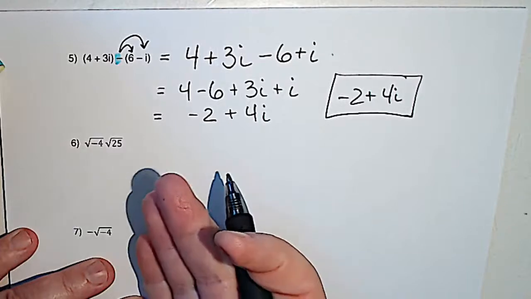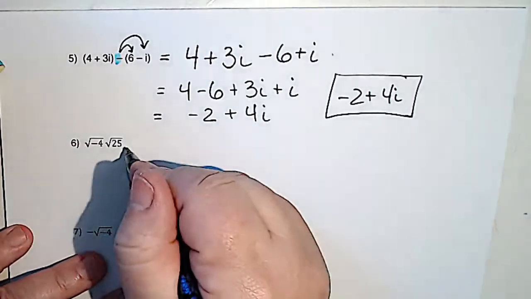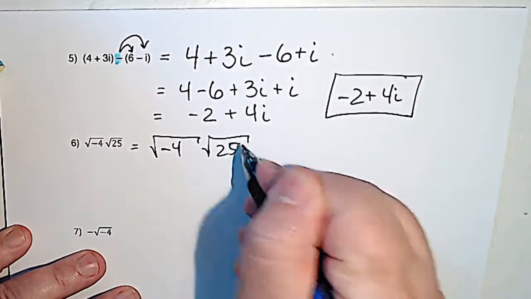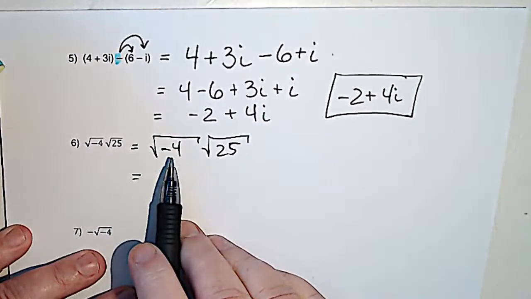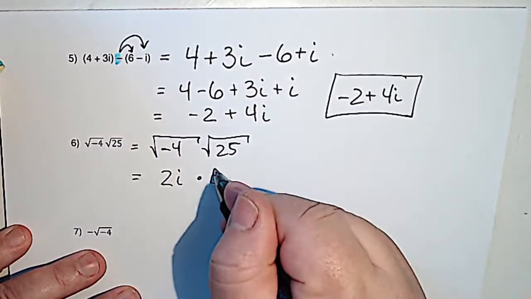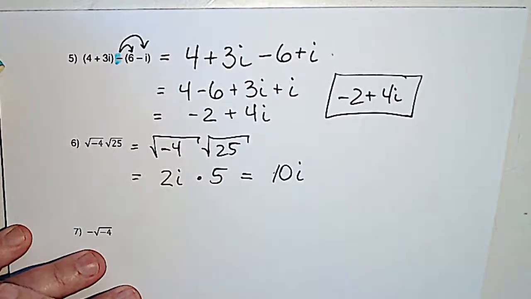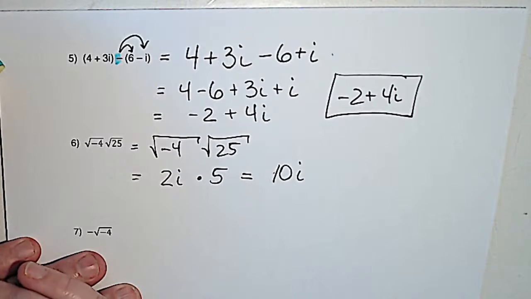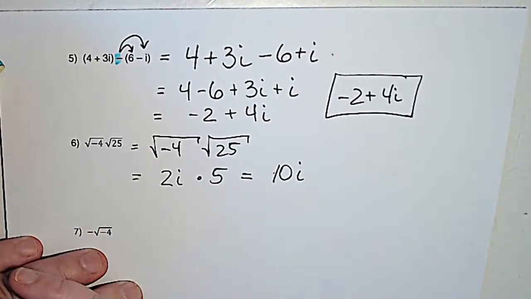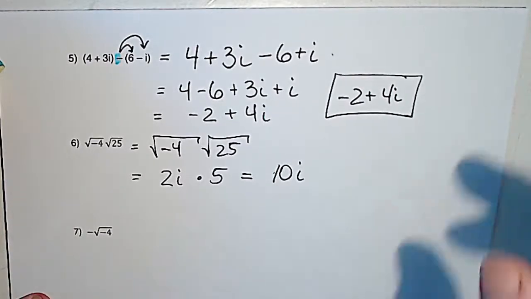Next up, can you multiply complex numbers? But of course you can. Okay, so I've got radical negative 4 times radical 25. Radical negative 4 is 2i, radical 25 is 5. 2i times 5 is 10i. Again, addition, subtraction, multiplication all work exactly as if you were using an x, just like this is a polynomial, except we're using i's instead of x's.